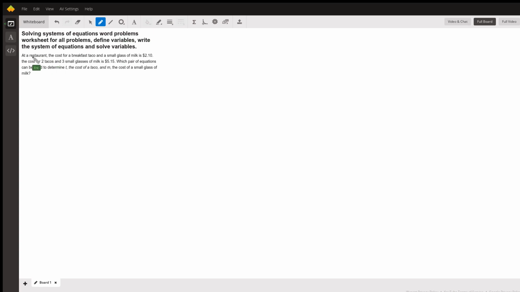We know that at a restaurant, the cost for a breakfast taco and a small glass of milk is $2.10. So let's call T, which we already know, represents our breakfast taco. And we know that M represents our glass of milk, or to be more specific, our small glass of milk, but it doesn't really matter.